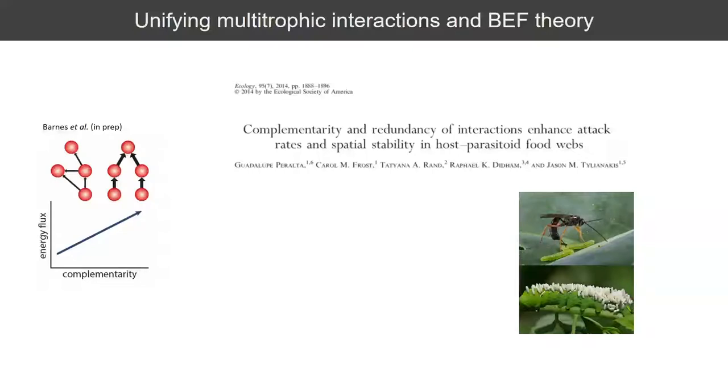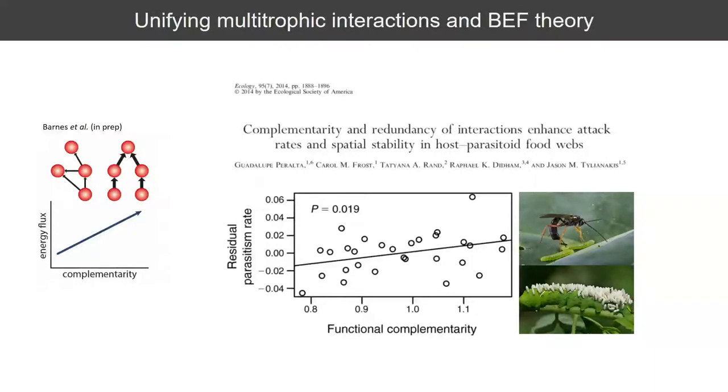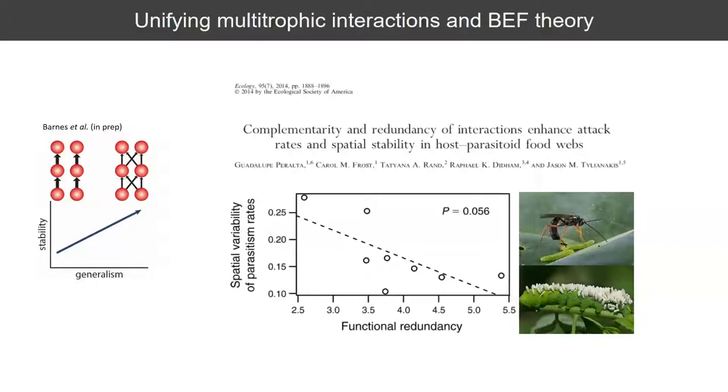One of niche complementarity, which essentially looks at the overlap of hosts that these parasitoid consumers feed on. They found that with increasing functional complementarity, they did actually find an increase in overall parasitism rates, which is an expression of energy flux between two trophic levels. They also found, by looking at the redundancy of species, so essentially how general some of these consumer species are, so how many different host species they could feed on, that as those generalists increase, you see a decrease in spatial variability, marginally significant, but nonetheless there seems to be a trend there. So this is one nice application of how we can actually look into some of these mechanisms of biodiversity functioning, incorporating this idea of energy flux between trophic levels in, albeit, a relatively simple system.